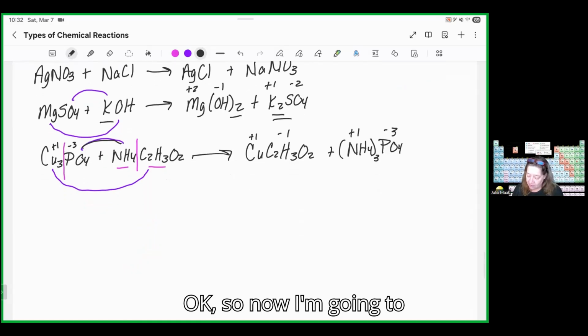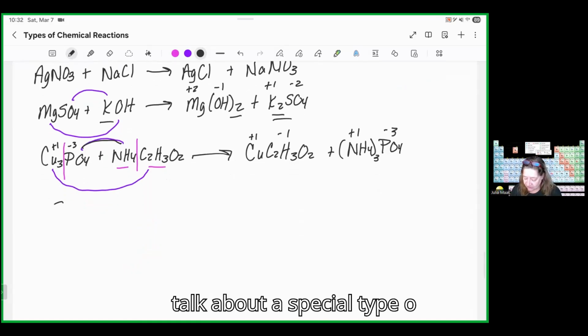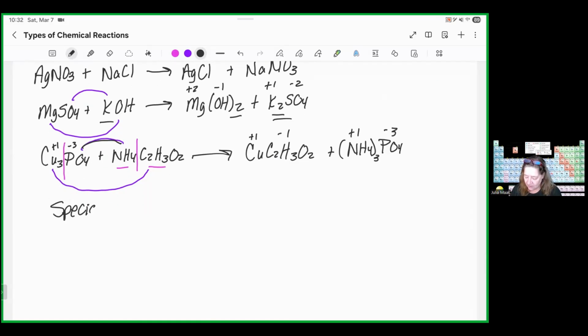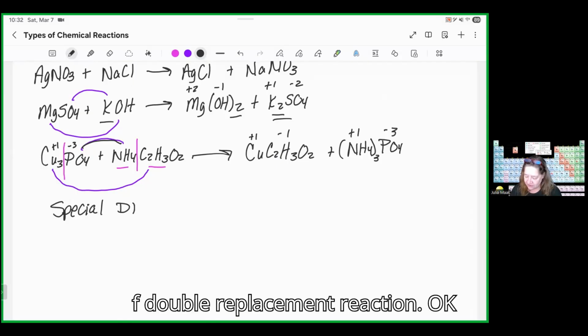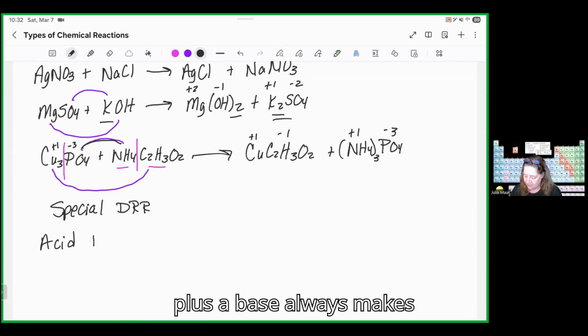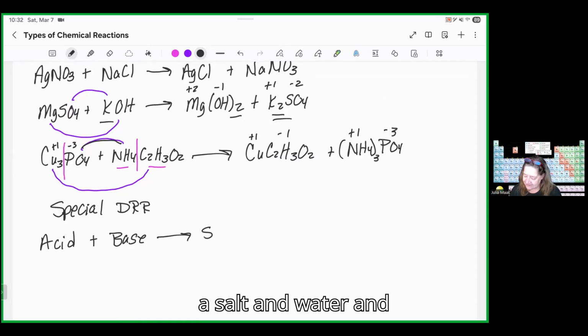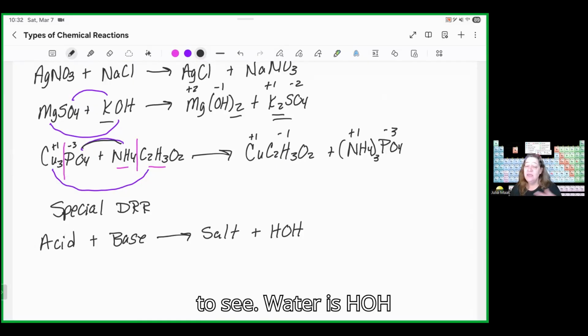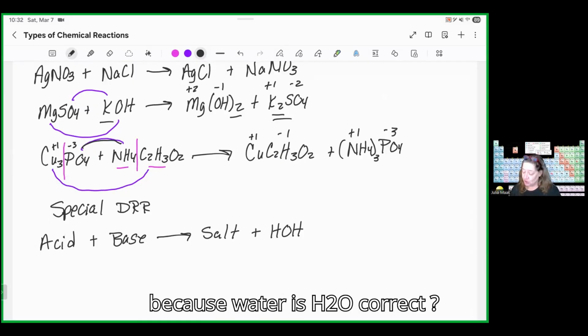Okay, so now I'm going to talk about a special type of double replacement reaction. Okay, and it is an acid plus a base always makes a salt and water. And for these, to balance them is going to be easier to see water as HOH because water is H2O, correct?